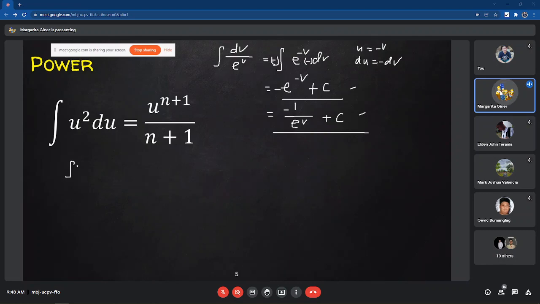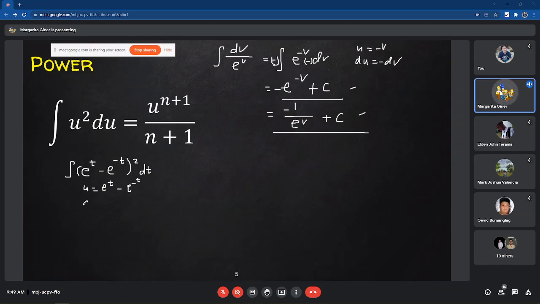The antiderivative of e raised to t minus e raised to negative t, squared, dt. Okay? So, if we use the power rule, what will be the value of your u? Your u is e raised to t minus e raised to negative t.